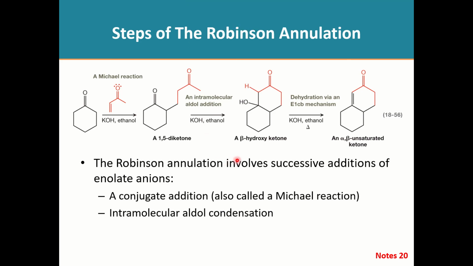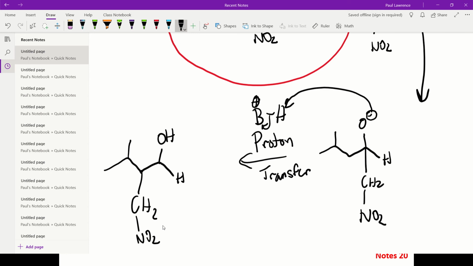Before I show you the mechanism, I just want you to know the terminology here. With the Robinson annulation reaction, what you're doing is a conjugate addition, and we went over that in previous chapters. So Robinson annulation is simply a Michael reaction, and it's an intramolecular aldol condensation. So Robinson annulation is taking these two reactions that we have seen now and combining them, by this mechanism that I'm going to show you right now.